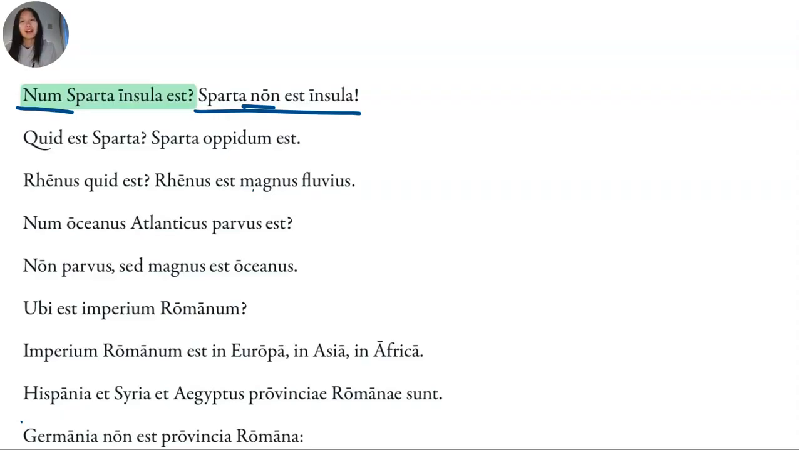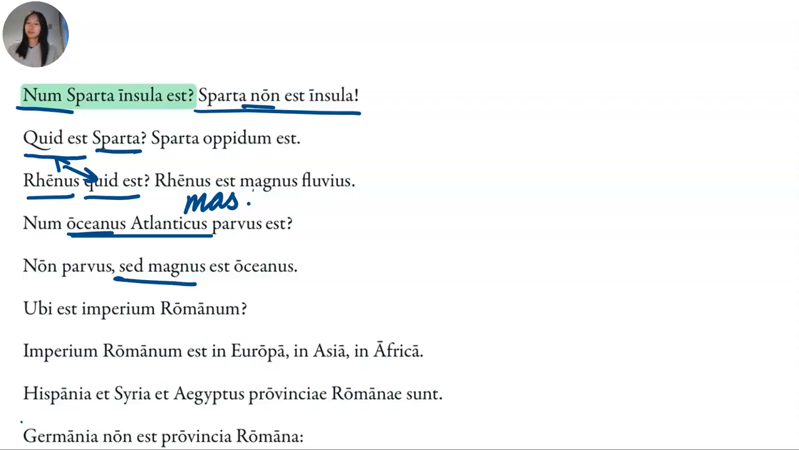Now, quick recap. Remember how I said word order changes? You can see here another example of that. They mean the same thing. The word order just changes in Latin. Num oceanus Atlanticus parvus est. So, surely the Atlantic Ocean is not small. You can see here, the Atlantic Ocean, oceanus, is masculine. Non parvus sed magnus est oceanus. So, the ocean is not small, but big.